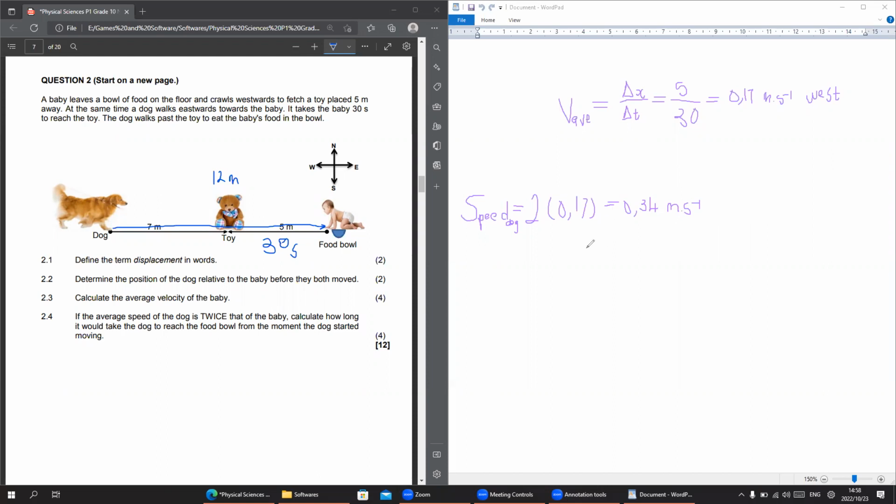So now that you have the speed of the dog, they want you to calculate the time. So you can use your average velocity equation. And since I remember that you guys said you prefer to substitute first, I'm going to substitute first instead of manipulating the equation to make time the subject of the formula.